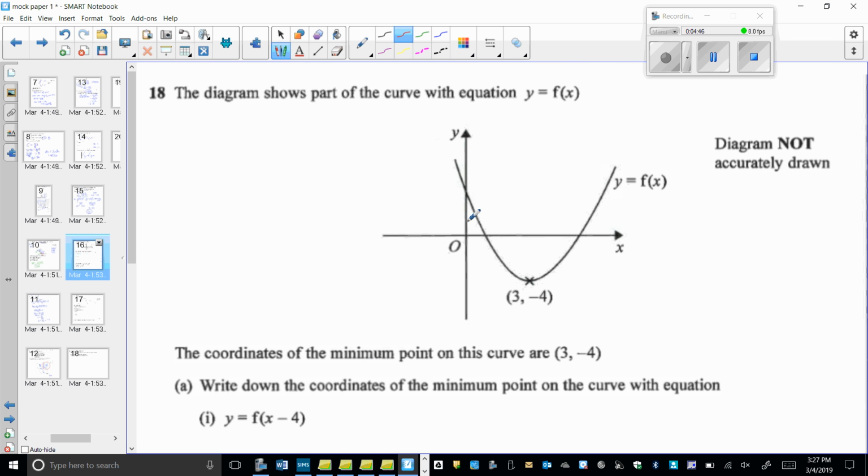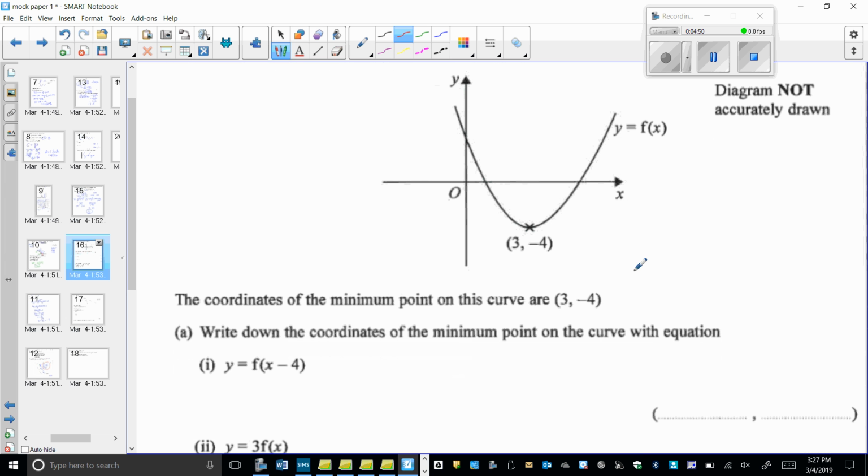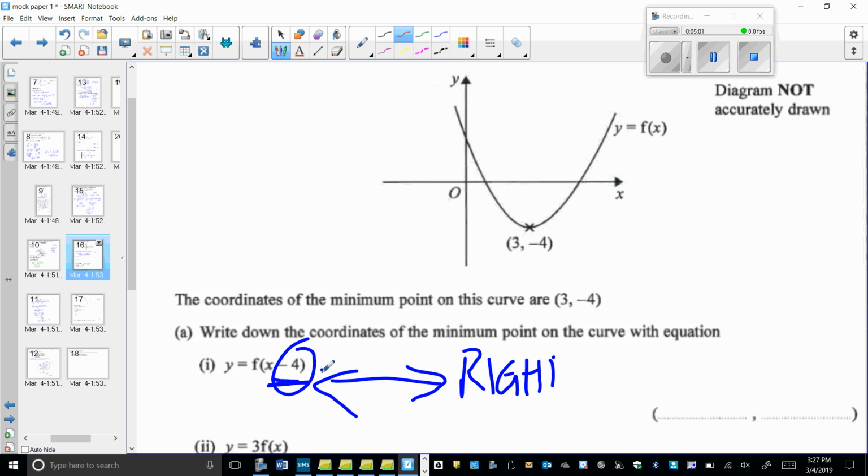Okay, so we've got a quadratic graph. Our minimum point's 3, -4. So when we've got a -4 in the bracket, that tells us we've got a horizontal shift and it's going to the right because it's a negative value. So if we've moved to the right 4 places, then our x coordinate is now going to be 7 and our y coordinate is not going to change.